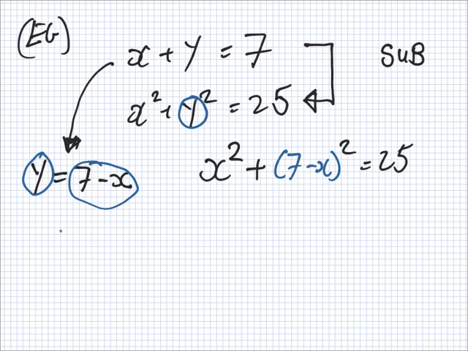Can you see how I got from here to here? Yeah, so everybody's happy with that. If that is the same as y, it means that in the second equation, this y here, you can replace it with 7 minus x, because I just said they're the same. So this is why it's called substitution, because substitution, of course, means replacement. So you're actually replacing the y.